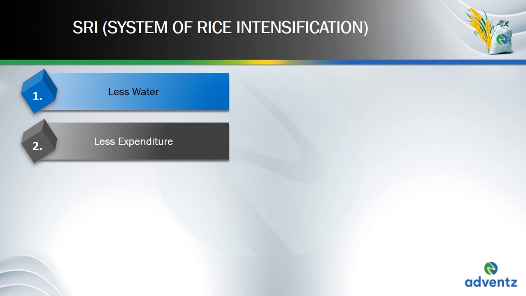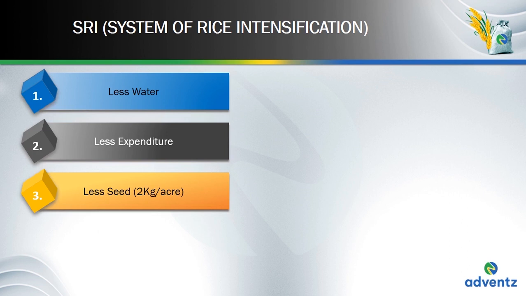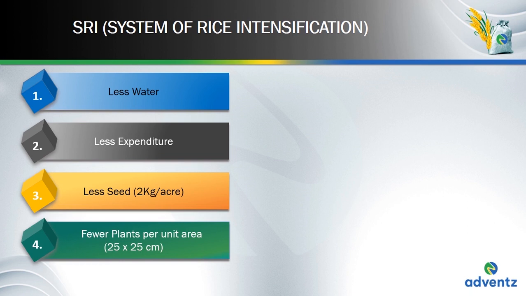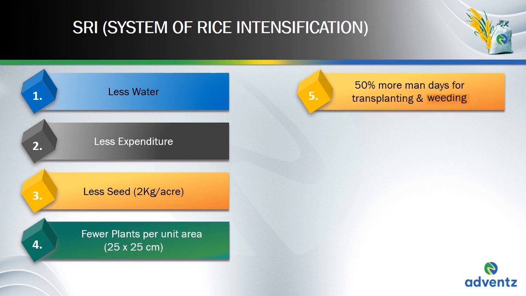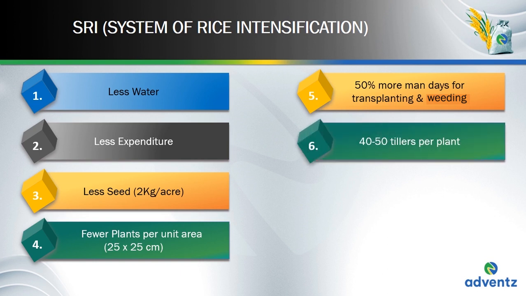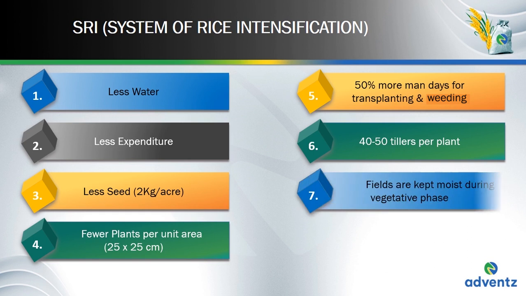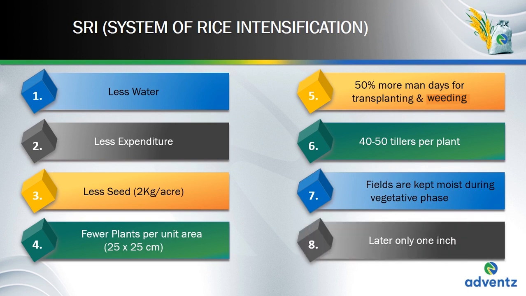SRI paddy cultivation also requires less seed, only 2 kgs per acre, and it gives fewer plants per unit area, which is 25 into 25 centimeter. But SRI cultivation needs 50% more man days for transplanting and weeding, and in this cultivation, 40 to 50 tillers per plant is quite attainable. Under SRI paddy fields, we don't flood the soil unlike other types of rice plantation. Instead, we keep the soil moist during the vegetative phase. And after that phase, only 1 inch of water depth is sufficient.